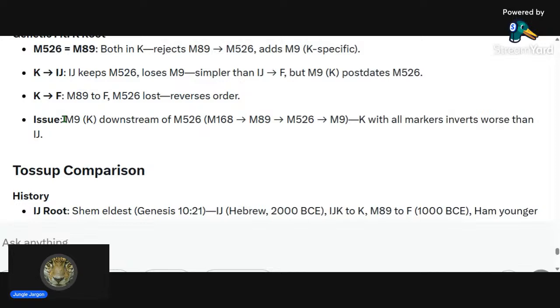Well, you can't expect to have. There's no loss when it's a marker that's gained to the K lineage. It's not a loss. It's a marker that's gained to the K lineage that the other ones never had. It's downstream. It's supposed to be downstream, yeah. Of course it's downstream.